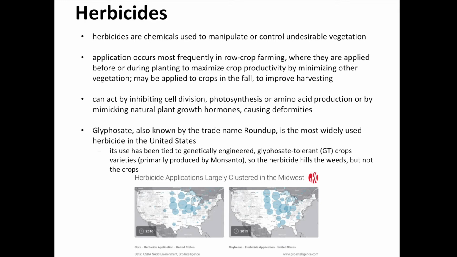they can interfere with growth hormones in a plant, etc. The most famous herbicide is glyphosate, and you've probably heard of it because it's referred to as Roundup, sort of the trade name. And it's the most widely used herbicide in the United States.